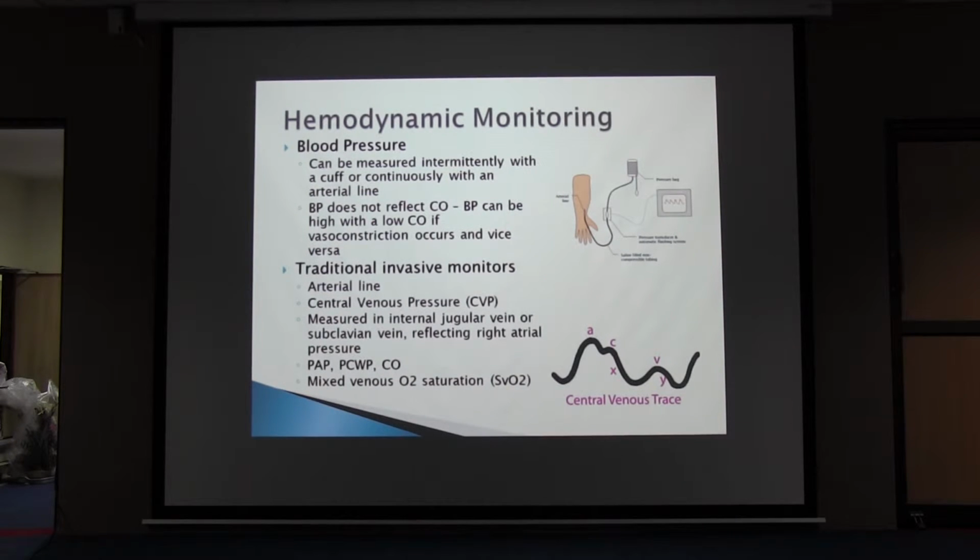Blood pressure monitoring is usually done through a BP cuff in a normal patient. But when it comes to an intensive care patient, you should do it invasively. Invasive monitoring is required because it is more accurate, and it is continuous monitoring.